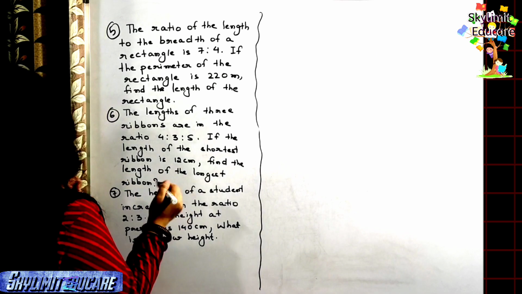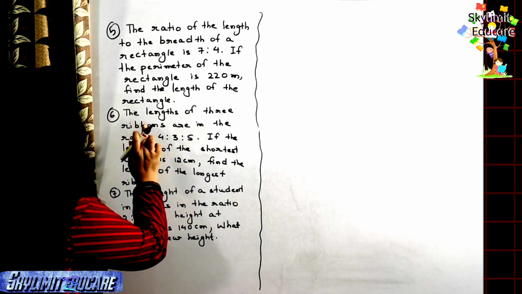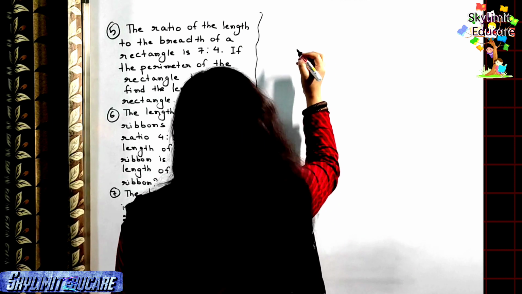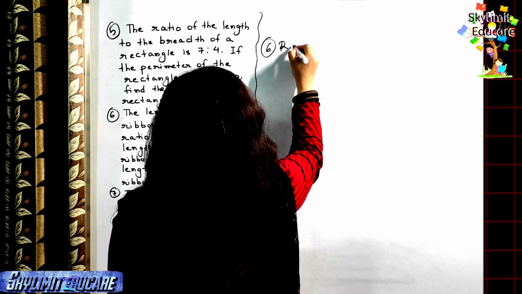Clear? Question number 6. The lengths of 3 ribbons are in the ratio 4:3:5. So what is the ratio?